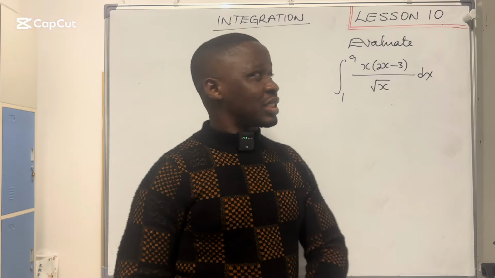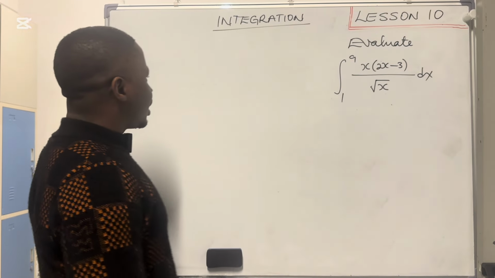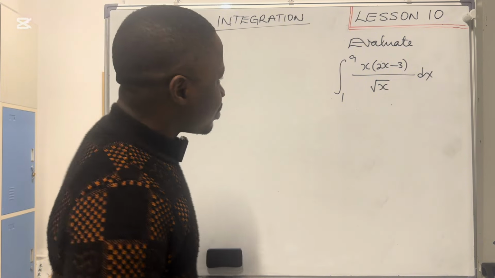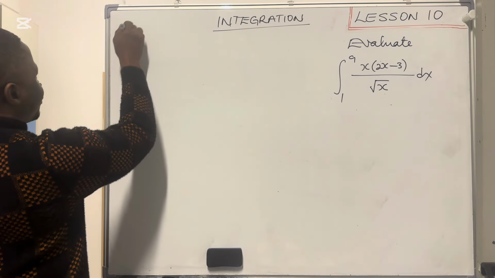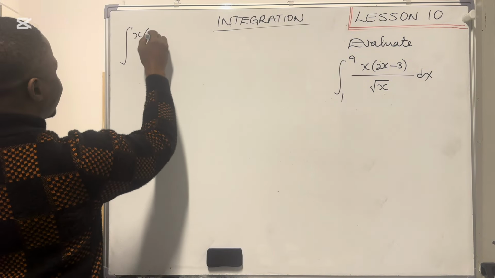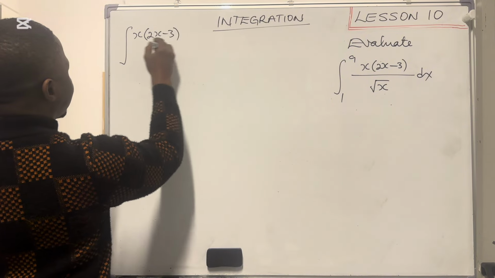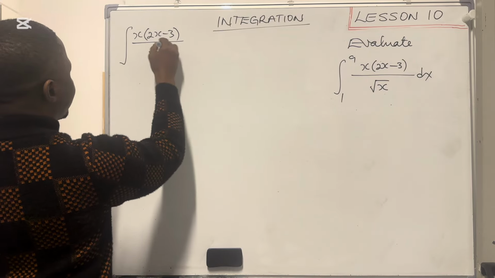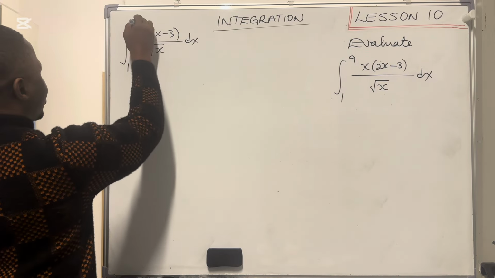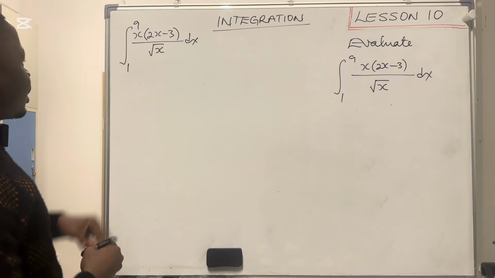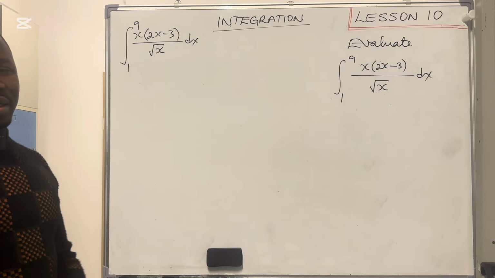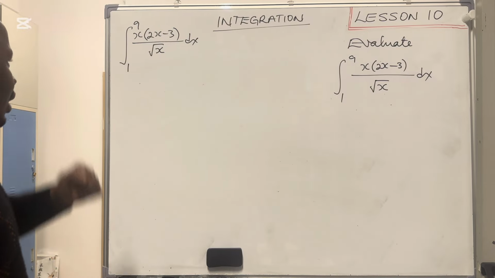We have a 10th lesson for integration. This is our past question. It says find the integral of x multiplied by 2x minus 3, over the root of x, dx, with limits from 1 to 9. So once limits are given, it means this one is a definite integral, definite integration.